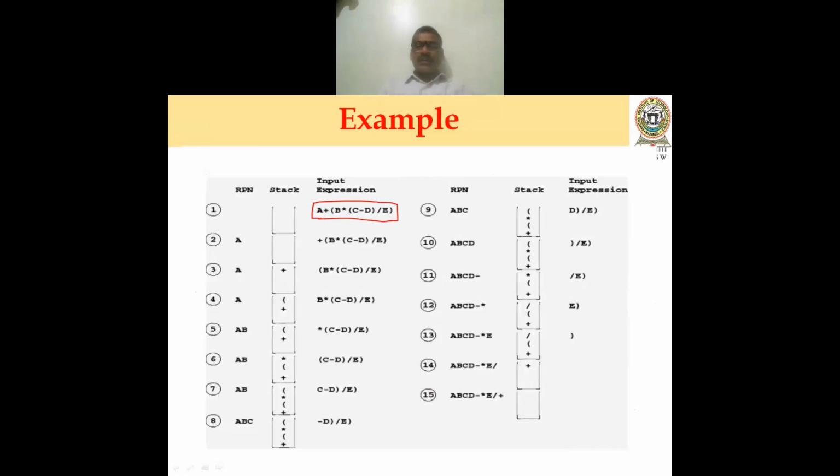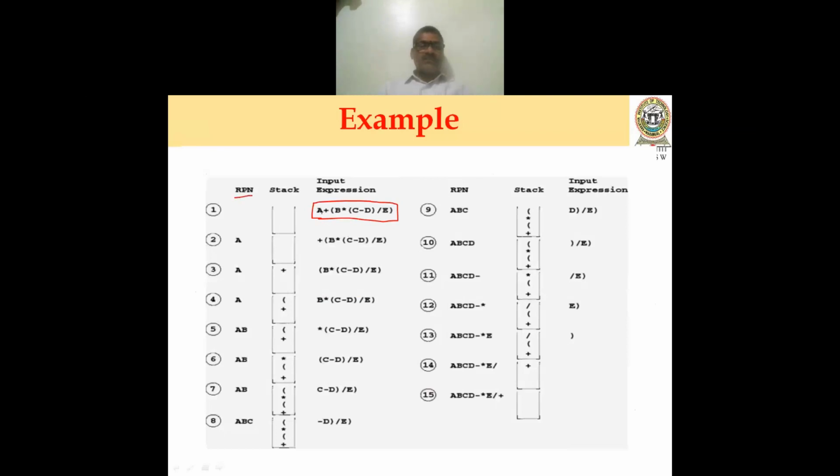Postfix means operands will come after the operator. Prefix means first the operator comes, then the operands. Fine. So initially the stack is empty. We have to read every character from this input expression, one by one, and if it is a character, we have to add it to the resultant reverse polish notation, that is the postfix notation.